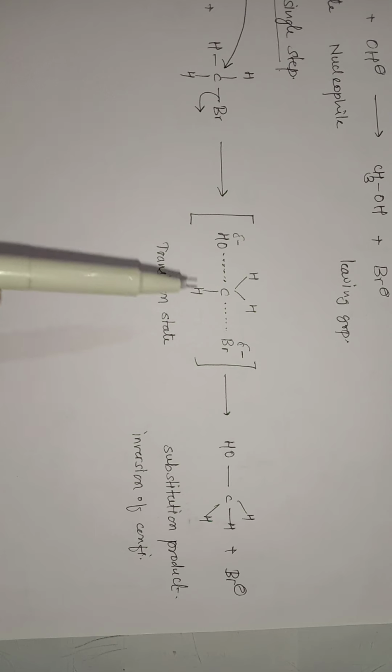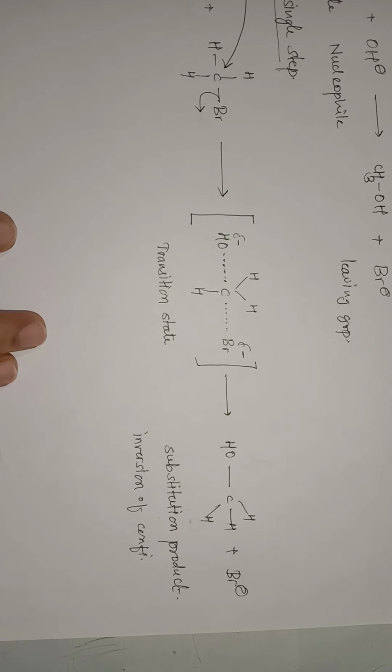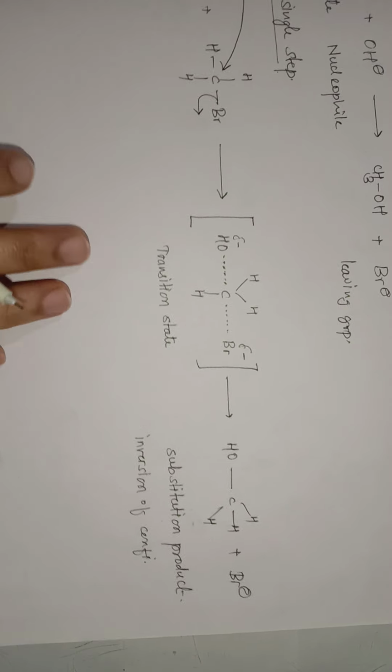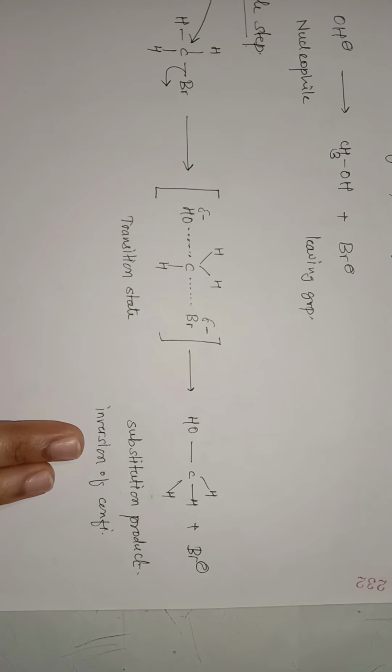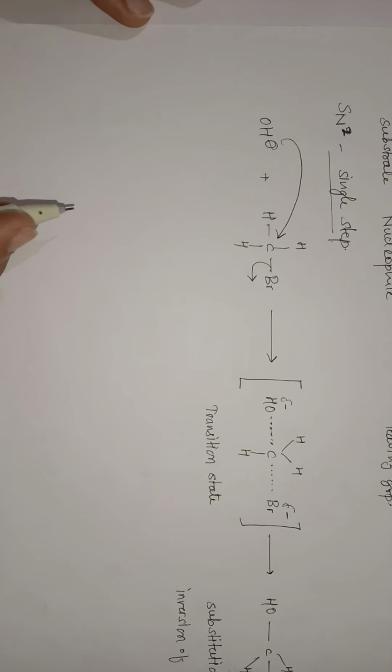There was formation of carbocation, and the nucleophile may attack from the back side or from the front side. So racemization is possible. But in this case, as the nucleophile only attacks from the back side, only inversion of configuration will take place.